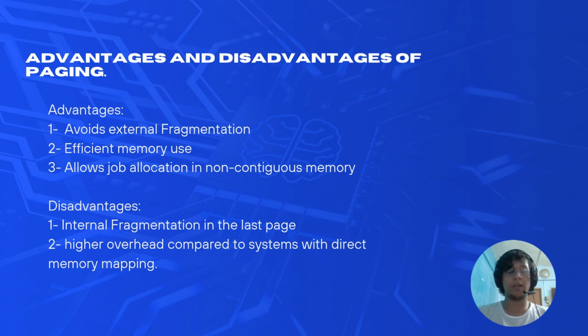So it allows job allocation inside of a memory that isn't connected together, so the edges aren't connected end to end. Some of the disadvantages are internal fragmentation in the last page. So for example, let's consider a program that is 350 lines. The last 50 lines may take 50 out of 300 empty spaces. So it means there's internal fragmentation in there.